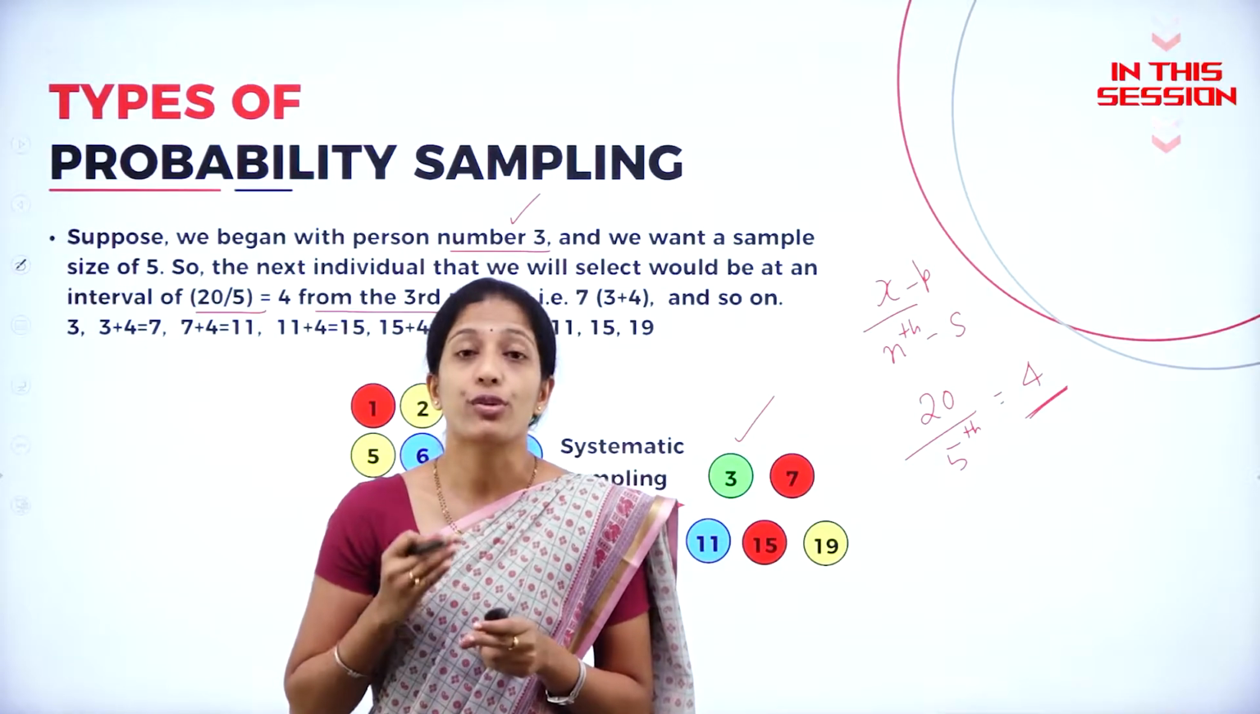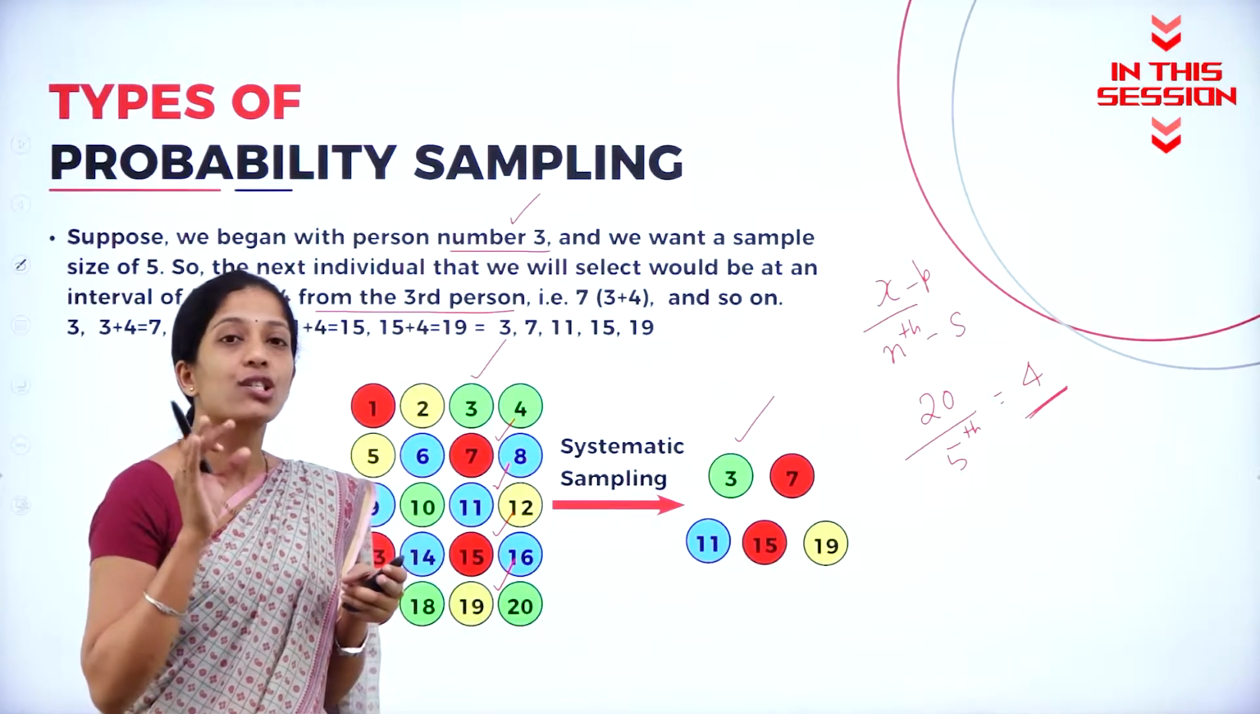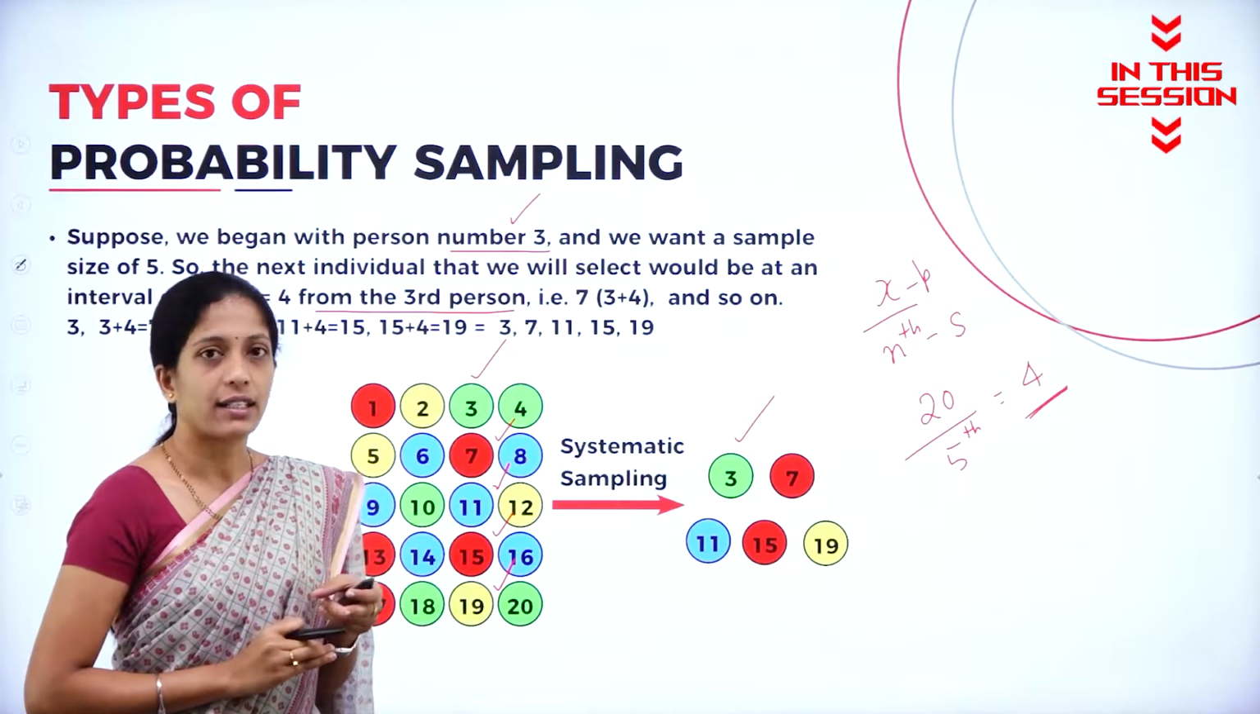First, the individual I am going to select randomly. So here I have selected 3. After that, on the basis of a regular interval, that is the same interval, I am going to select the sample.